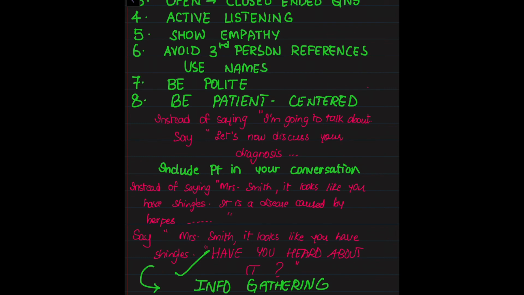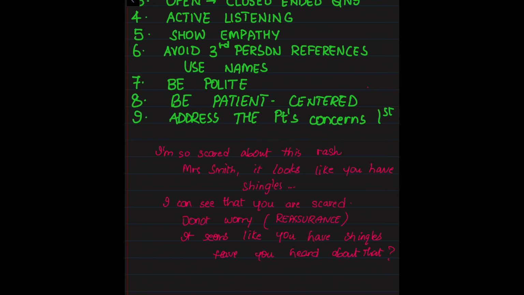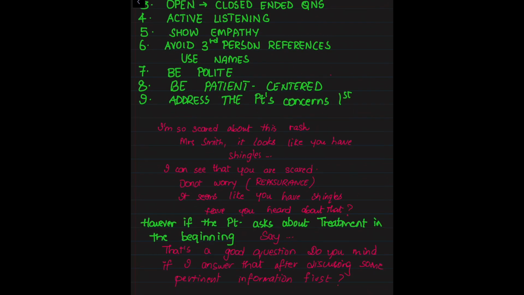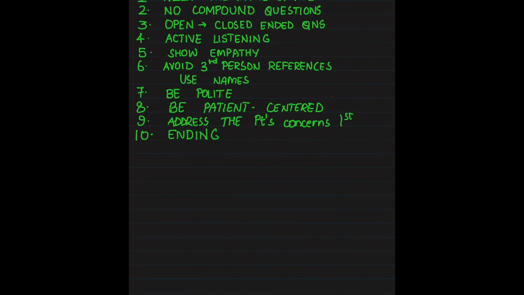This demonstrates information gathering. The ninth tip is to address the patient's concerns first. For example, when the patient says, I'm so scared about this rash, don't say, Mrs. Smith, it looks like you have shingles. Say, I can see that you're scared. Don't worry. It seems like you have shingles. Have you heard about that? However, if the patient asks you about treatment in the beginning, say, that's a good question. Do you mind if I answer that question after discussing some pertinent information with you first? This demonstrates sequencing.